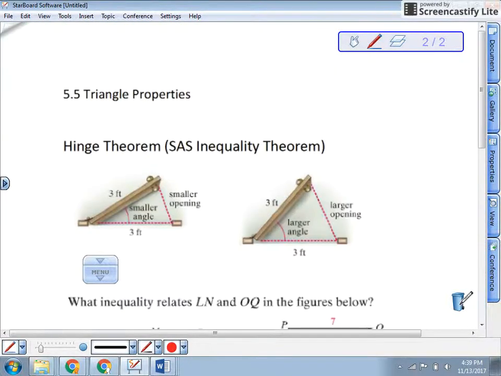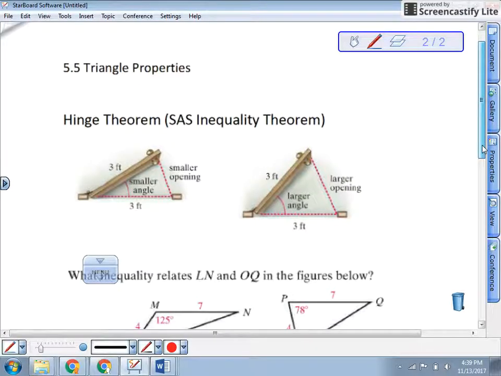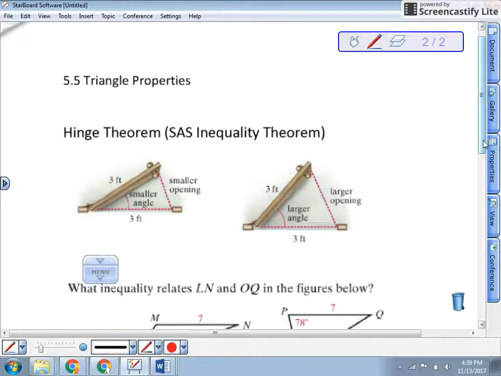A couple more properties. The hinge theorem, or the side-angle-side inequality theorem. Here's a visual of a door hinge, which I like. Why do we call it side-angle-side? Because it says if you have a triangle with two congruent sides, 3 and 3, and 3 and 3, you can see those right here, and the included angle is not congruent, then the smaller the angle, the smaller the opening, as you can see in this first example. The door doesn't open very wide. Here, the door opens much larger, a larger opening.